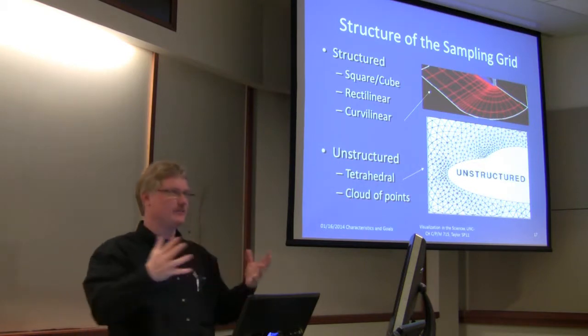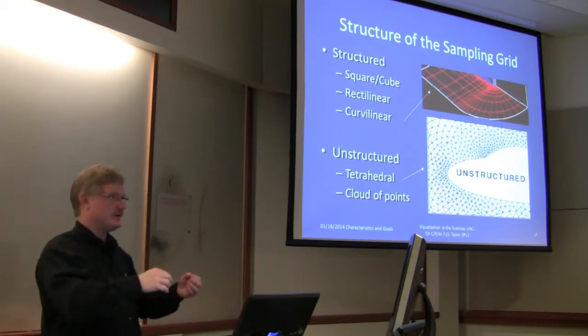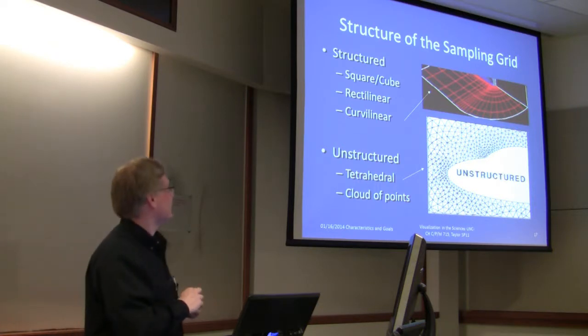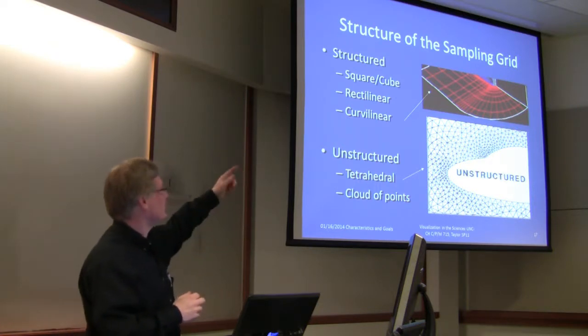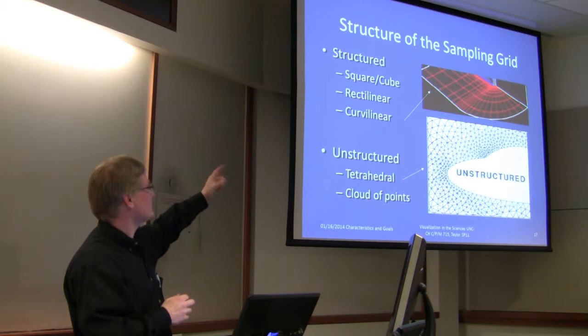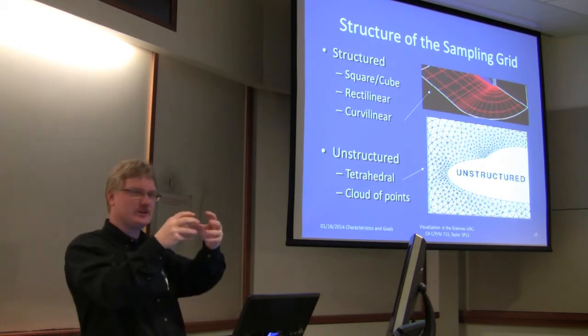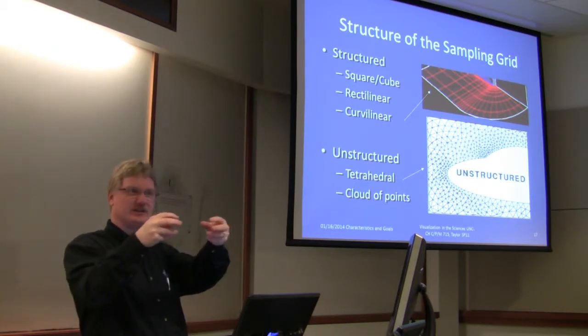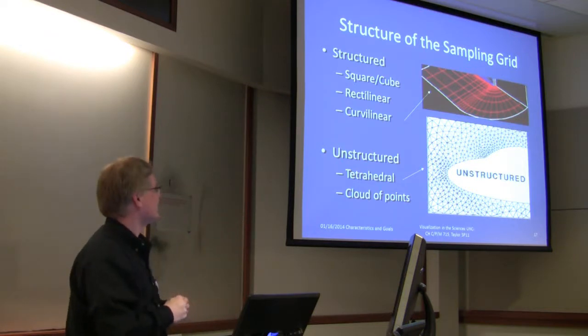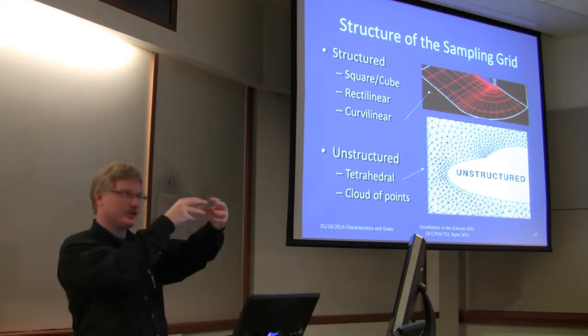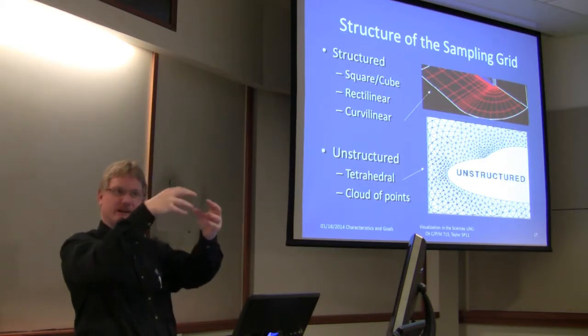These data points are sampled either in 0D, 1D, 2D, or 3D. And the question is, is it a square grid or cubic grid? Rectilinear is square or cubic, but can be stretched differently along the three axes, right? So it's like a square but longer this way. Curvilinear still has the same structure, but you can curve it around the space that it's going in, right?